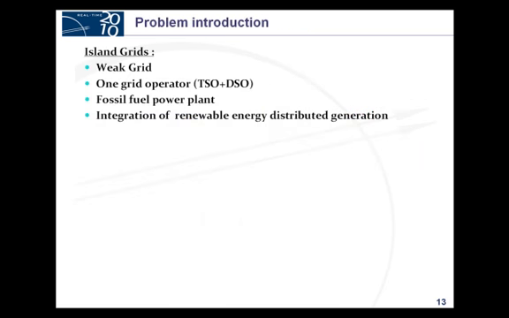Okay, so now I'll start with the context of this lecture. So we are on island grid. So it is a weak grid. You have only one grid operator. You have a lot of fossil fuel power plants. And you have more and more integration of renewable energy because, for example, in Ireland you have a lot of sun. So you have more and more photovoltaic power plant inside this kind of network.